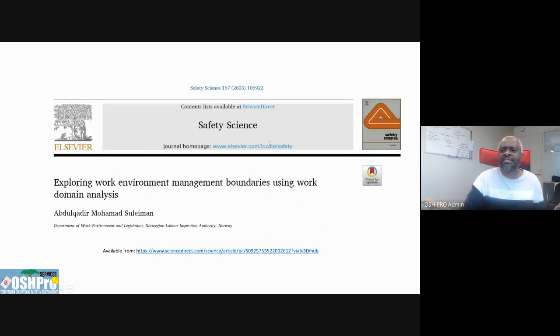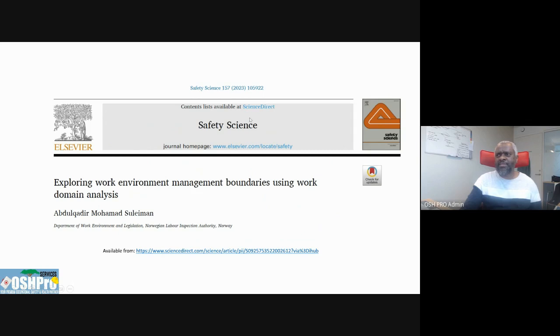So this will be what I'm going to talk about. And the whole presentation is based on an article which was published early this year with the title "Exploring Work Environment Management Boundaries Using Work Domain Analysis." That's why it will be interesting to bring in the work domain analysis so that you have an understanding of what it is.